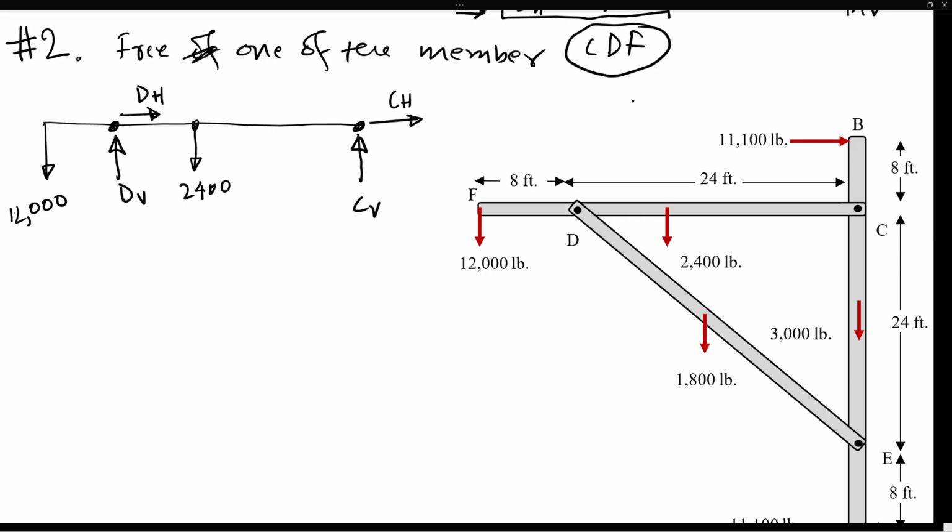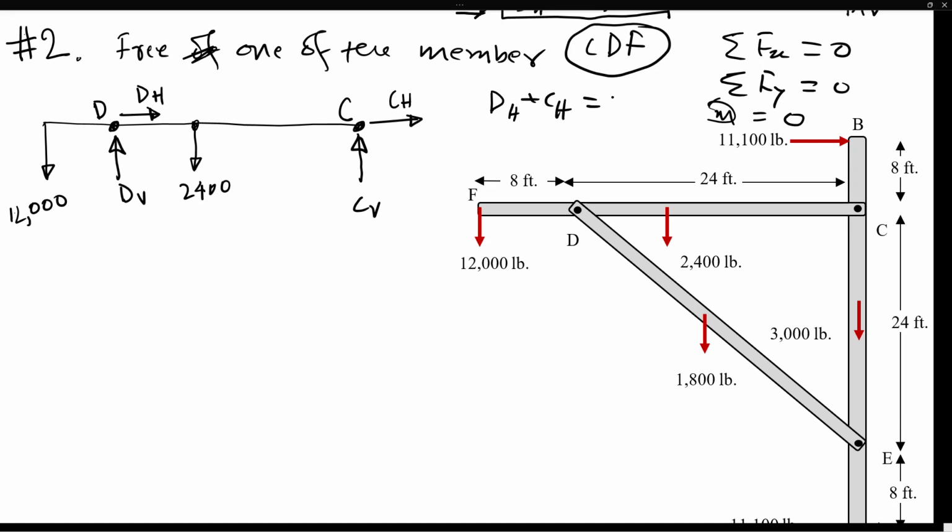So we free this member and draw the free body, so it is complete now. Now we can apply our 3 equations: summation of Fx is 0, summation of Fy is 0, and moment with respect to any point is also 0. Now look, you have 4 variables here, 2 variables at point D and 2 variables at point C. So we won't be able to solve all 4 variables from this free body. So we have to do the next free body, and there we'll be able to solve everything. Here in this case, one thing we can write is that DH plus CH will be equal to 0. So that is summation of X in one equation.